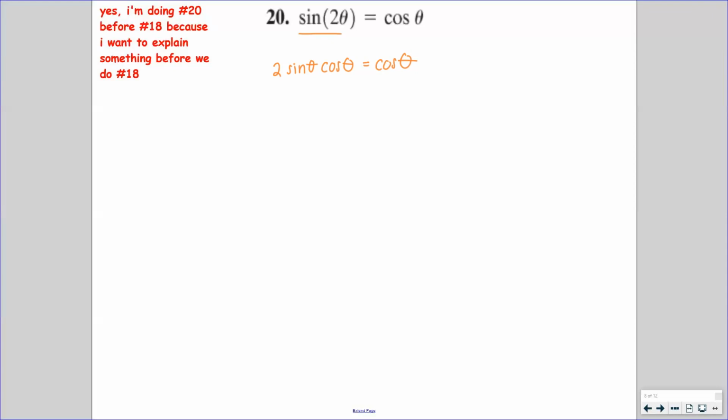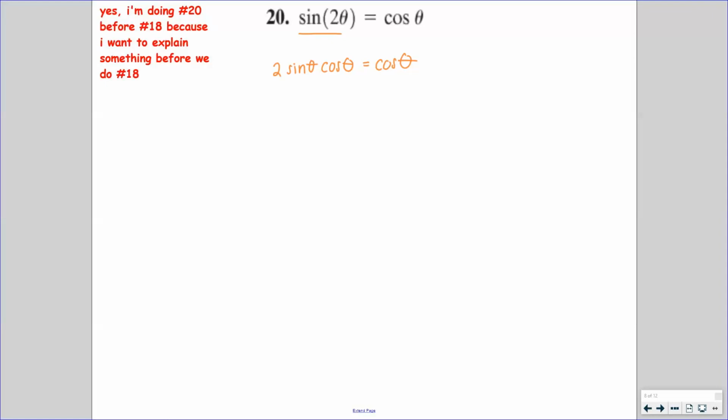Maybe square both sides and turn sine squared into 1 minus cosine squared. Ooh, that's an interesting idea. I'll have to try that separately. That's not the way I'm going to go, but I'll try that after we get done. Say that one more time. Could you subtract cosine theta from both sides and then factor it more? Yes, indeed, I should factor it more.